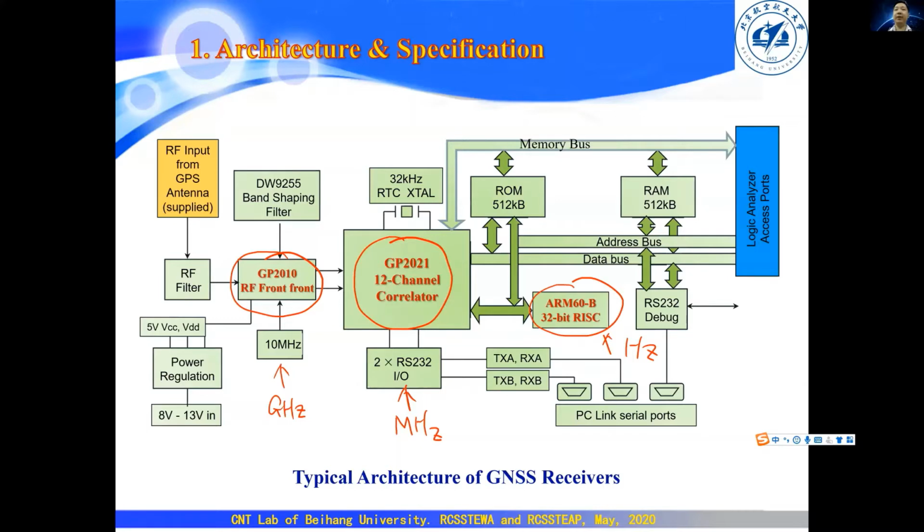Now the whole receiver is put inside the processor of the cell phone, but the GNSS receiver in the cell phone still does not perform very well. This is because of many limitations of the chips, for example the processing capability and the memory. So what we need to do is increase the performance of the cell phone, then we can increase the performance of the GNSS receiver inside it.